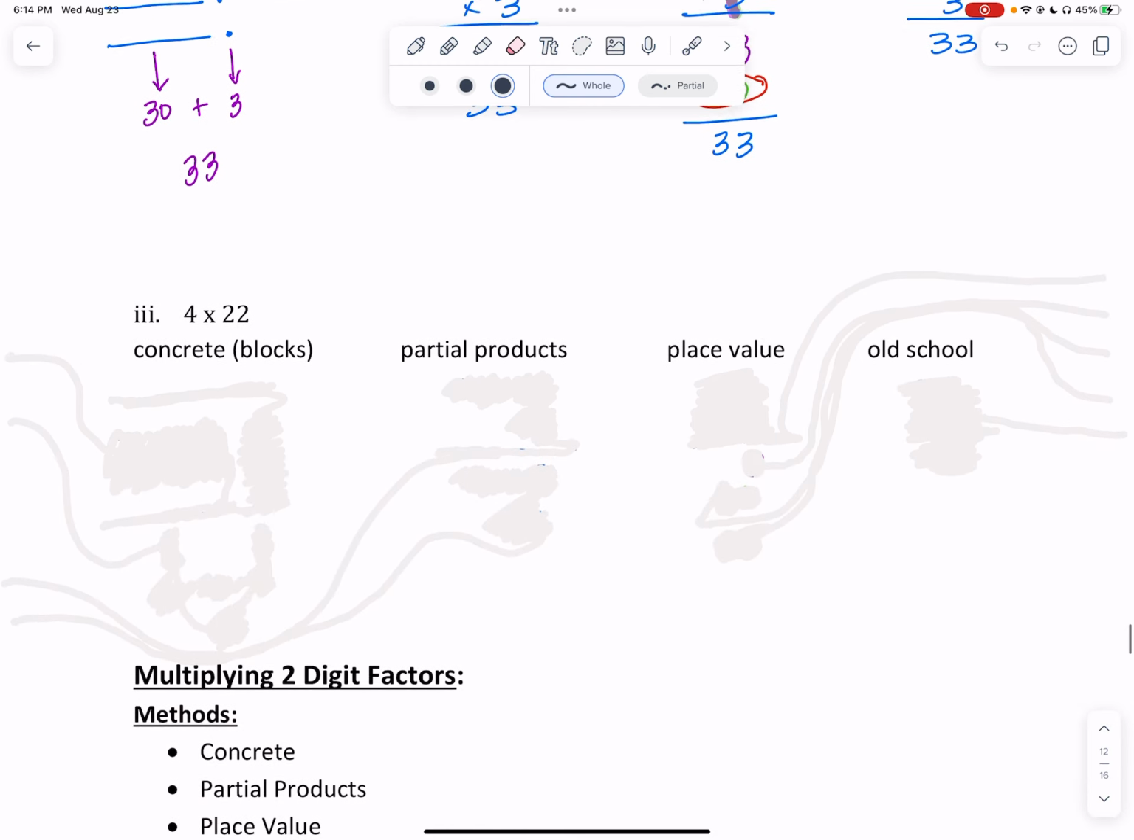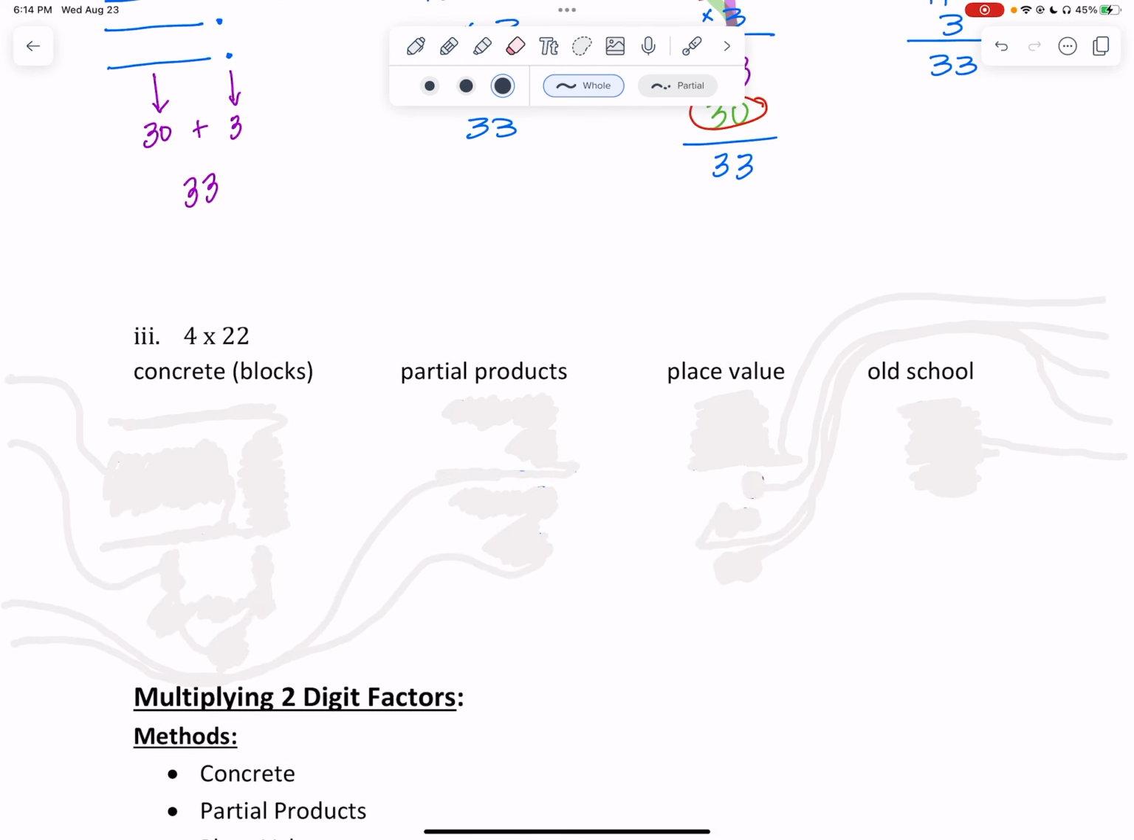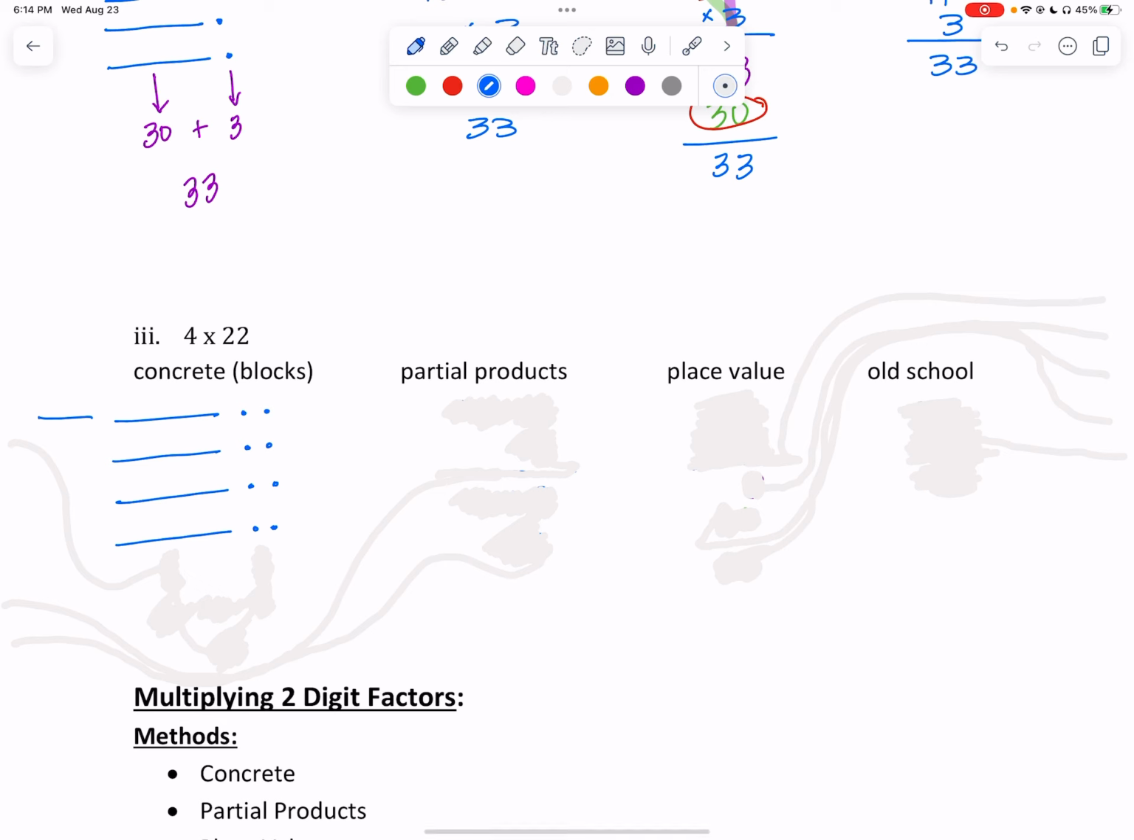Let's do one more. 4 times 22. So we are going to make a 22 block, and we're going to do it 4 times. That's not 22. Let me fix that. Okay, so there, that should be 22. All right, so got it. There's my 20, and there's my 2.